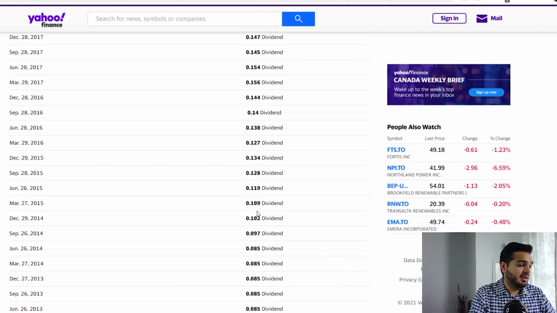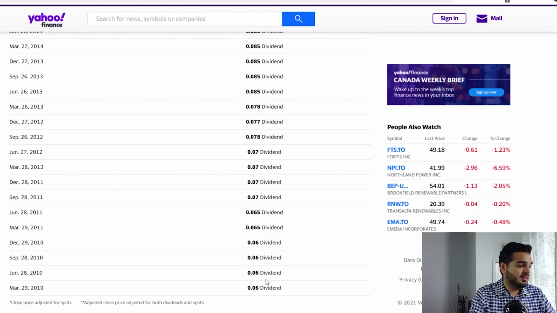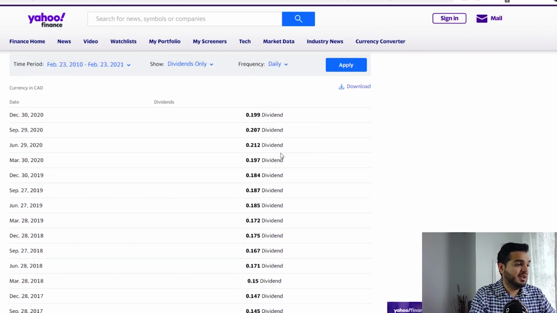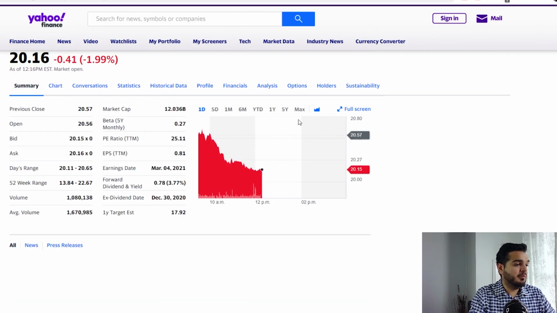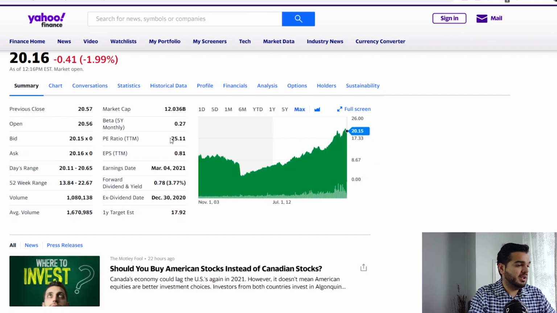And if we look at this, since 2010, it had about a 6-cent dividend per share, and it has been growing consistently to about 19.21 cents per share. It has a market cap of about $12 billion. It has a PE ratio of about 25.11, and you're looking at about a 3.77 yield.